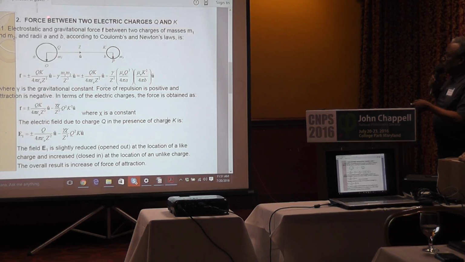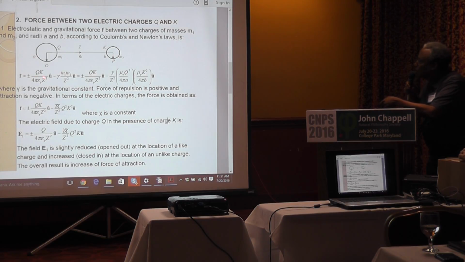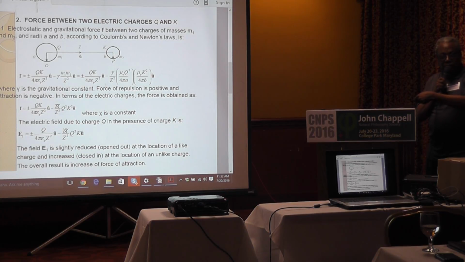So really, the defining equation is this one. Given the force of attraction or repulsion, plus or minus, between two electric charges, and the gravitational force, which is always attractive between two charges. If we replace these charges by massive bodies, neutral bodies, there will be no electrostatic forces between them, but there will be gravitational force.